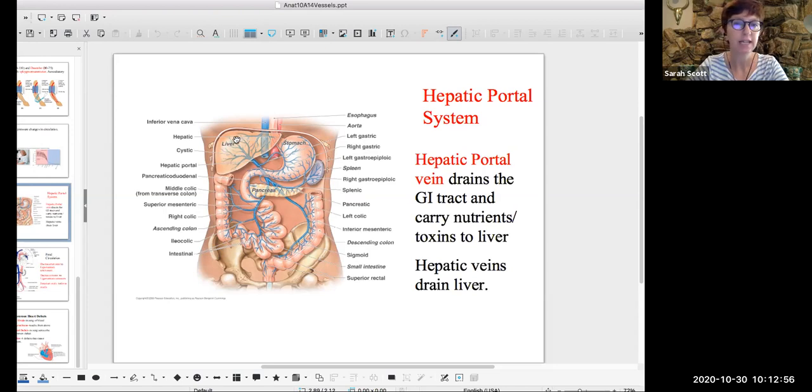So the liver can break down toxins. Then flowing away from the liver, it's a little hard to see up here, but it's called the hepatic vein. And that is draining the liver. So any nutrients that make it past the liver will re-enter the capillary bed and travel away from the liver via the hepatic vein, and then go into the inferior vena cava and off to the right side of the heart.